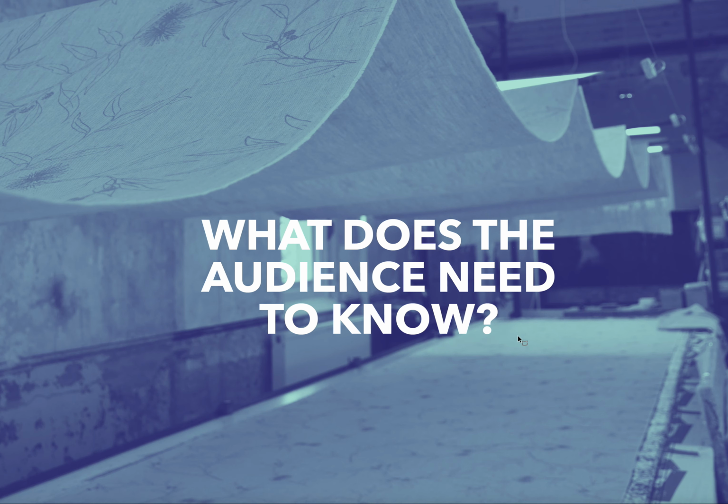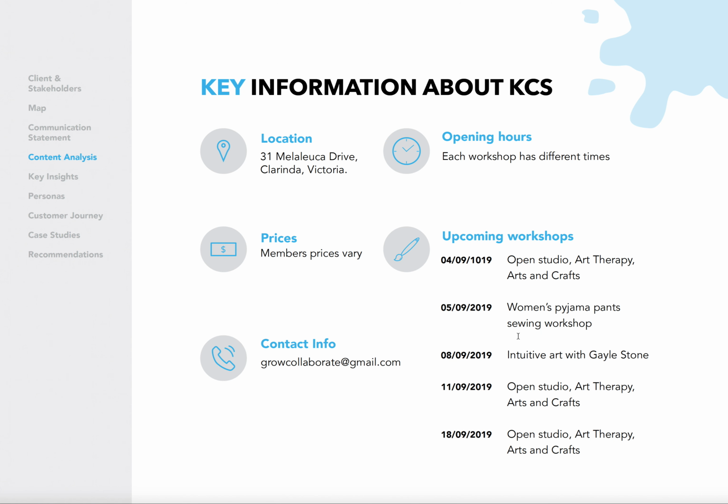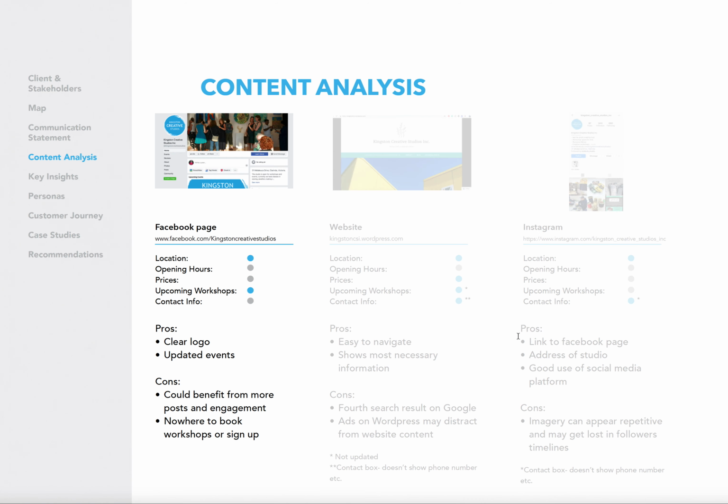So what does the audience need to know? Some of the key information about Kingston Creative Studios would be the location, opening hours, prices, upcoming workshops and contact info. The opening hours and prices will change depending on the workshop. Taking a look at all the different websites and social media platforms that they have.